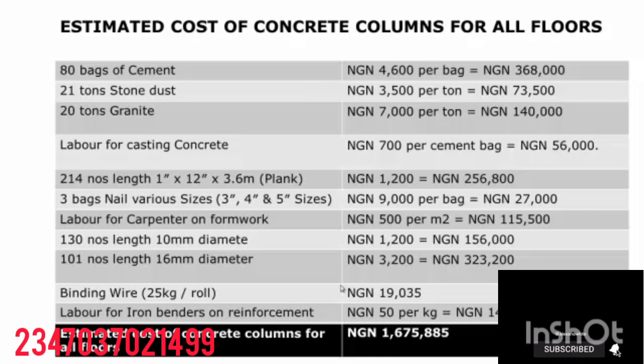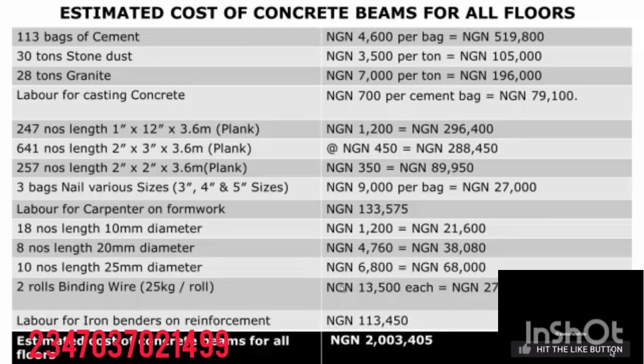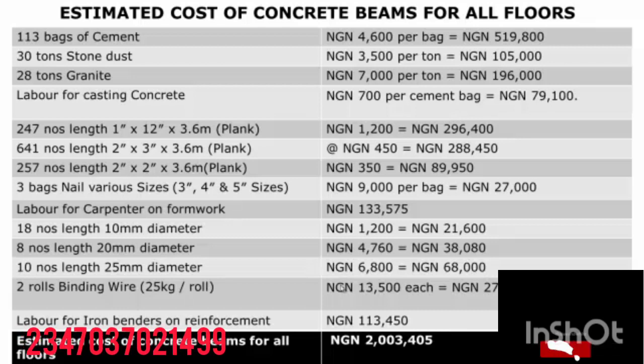Okay, the next one I have here is estimate cost of concrete column for all floor. Look, I think we've done this. Let's move to the next one. Okay, next one is estimate cost of concrete beam for all floor. By the left hand side, you see the materials to buy, the numbers of material to buy, everything: the bags of cement, stone dust, granite, the labor for concrete casting, the planks to buy, the formwork, the diameters, the binding wire, and so on and so forth. Then at the right hand side is about 2,003,405 naira. You can see everything is being listed by the right hand side.